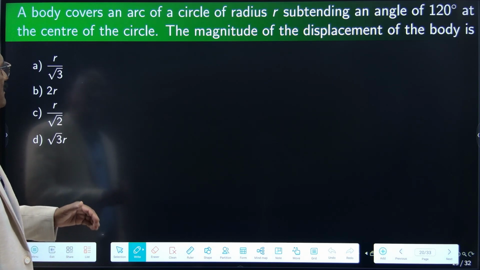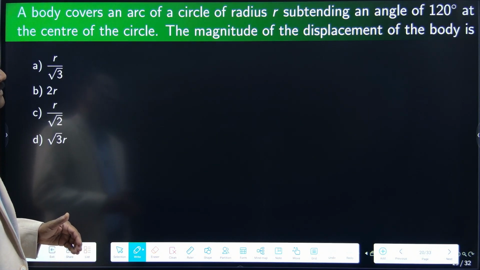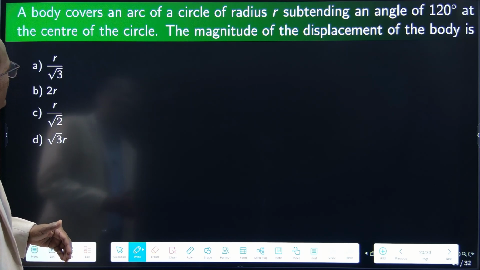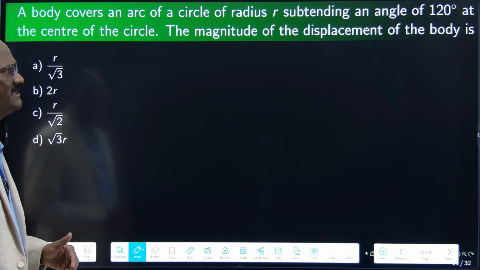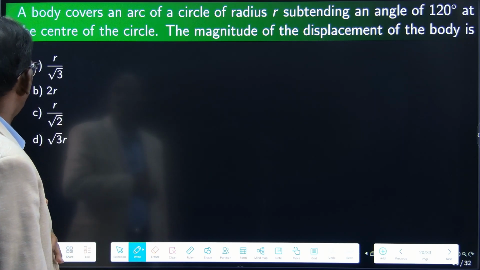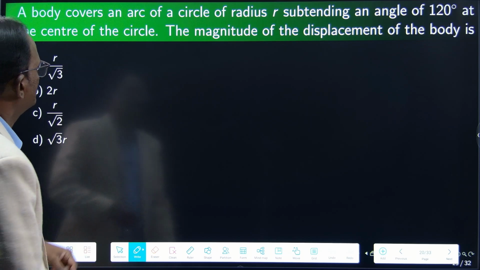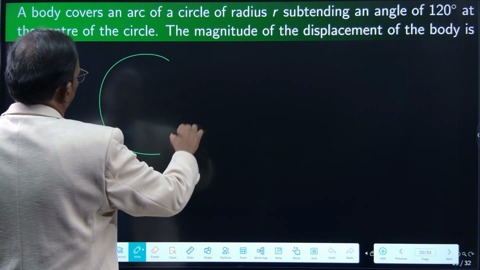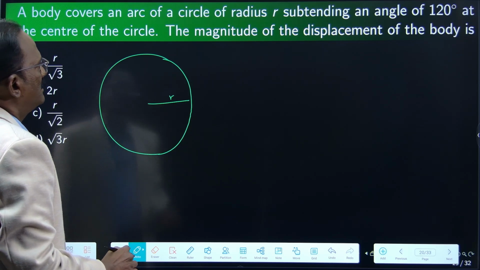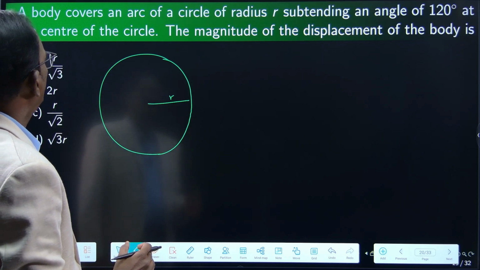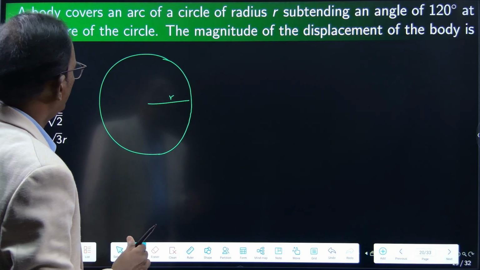Next problem. A body covers an arc of a circle of radius r, subtending an angle of 120 degree at the center of the circle. The magnitude of the displacement of the body is what? This is one circle, radius r. It covers an arc subtending an angle of 120 degree.